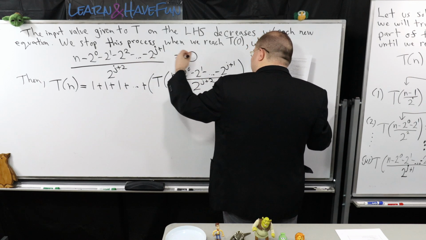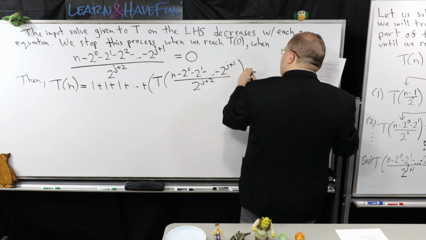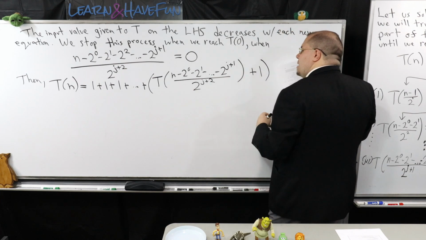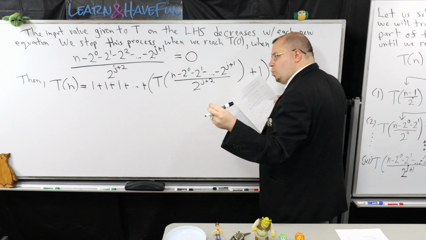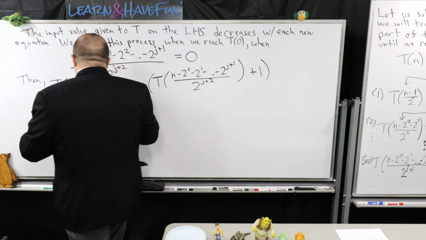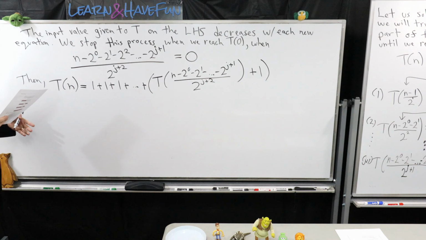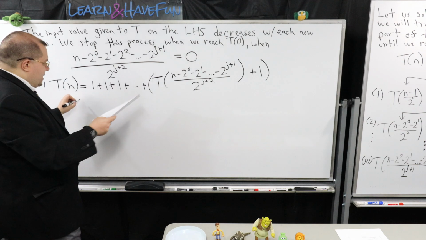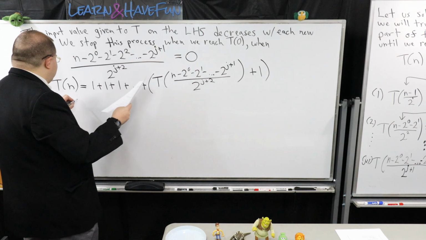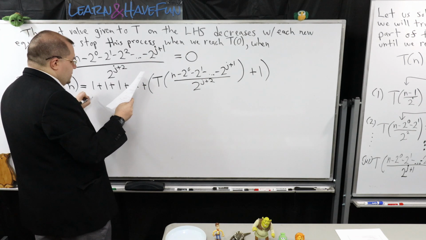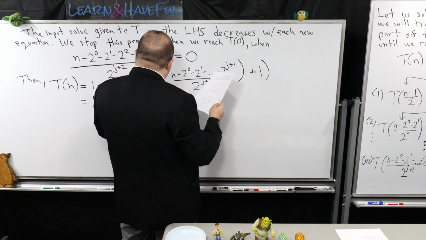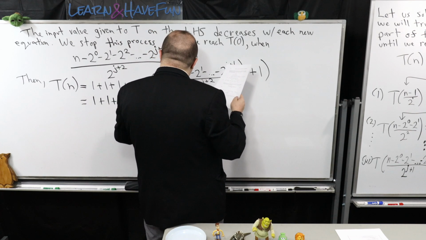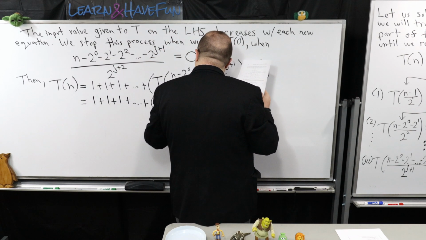The one I'm referring to right here, I'm going to add 1 to this. Remember, that's the definition, just me applying it for the j plus 1 equation. So now the natural question becomes, when I do this, remember, I want this to be equal to 0, right? So I'll end up with 1 plus a whole bunch of 1s plus t of 0 plus 1.